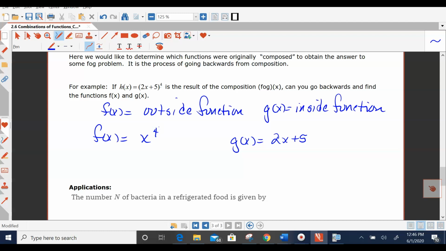So we just decomposed a function. We figured out what was inside, what was outside, and wrote those as two separate functions. And you can always check your work. To check your work, just take the g function and plug it into the f function and see if you get the original.